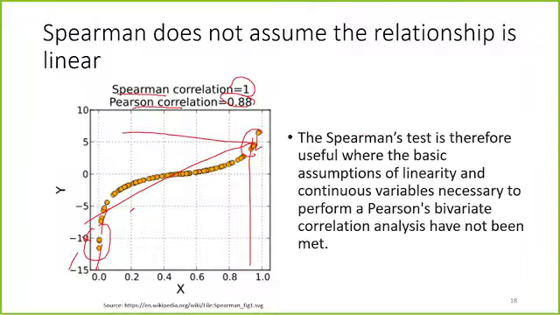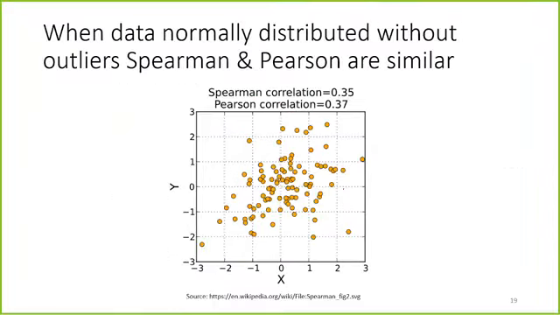Another case, if data are normally distributed without any outliers, usually Spearman and Pearson will be quite similar or have a really small difference, just like this. This is normally distributed data, and Pearson gives you 0.37, Spearman gives you 0.35, so almost the same.